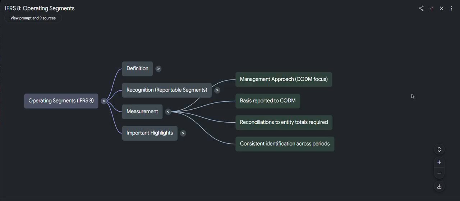And there are also reconciliations to entity totals required because, as I explained earlier, operating segments are basically internally produced financial measurements. So there are instances where they may vary from the standards applicable to other items. So it is important that there are reconciliations for the totals. And last one is that there is consistent identification across periods.